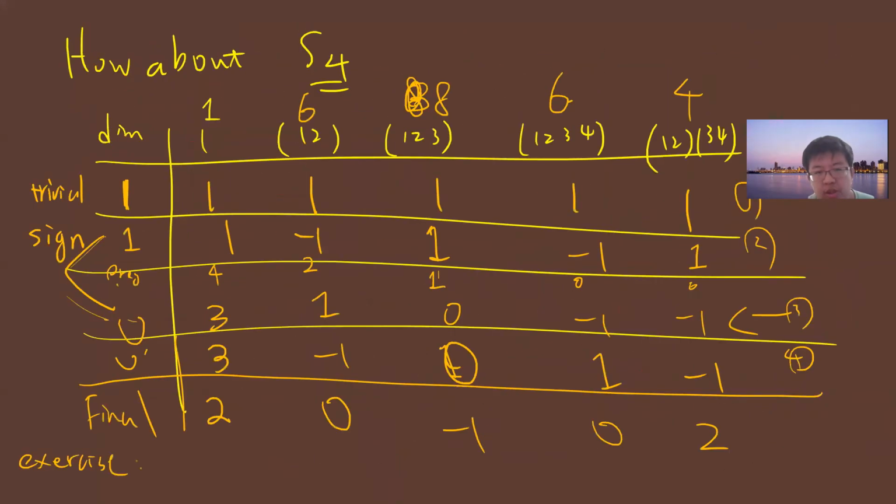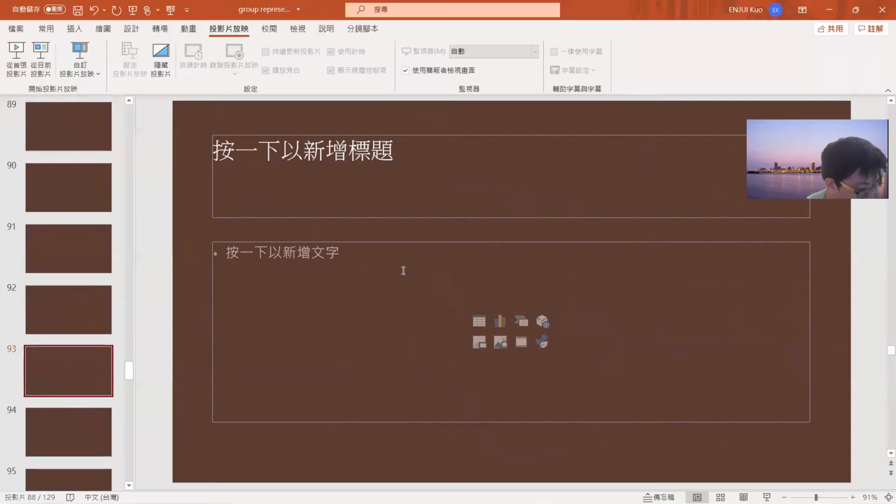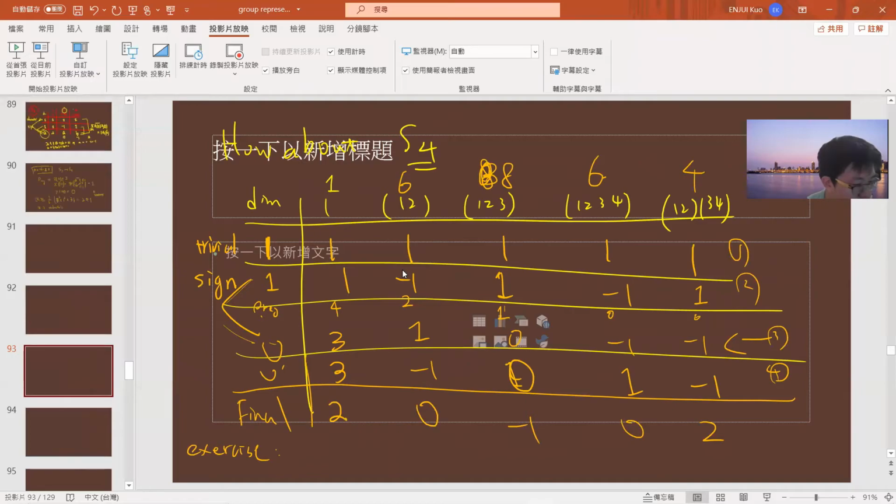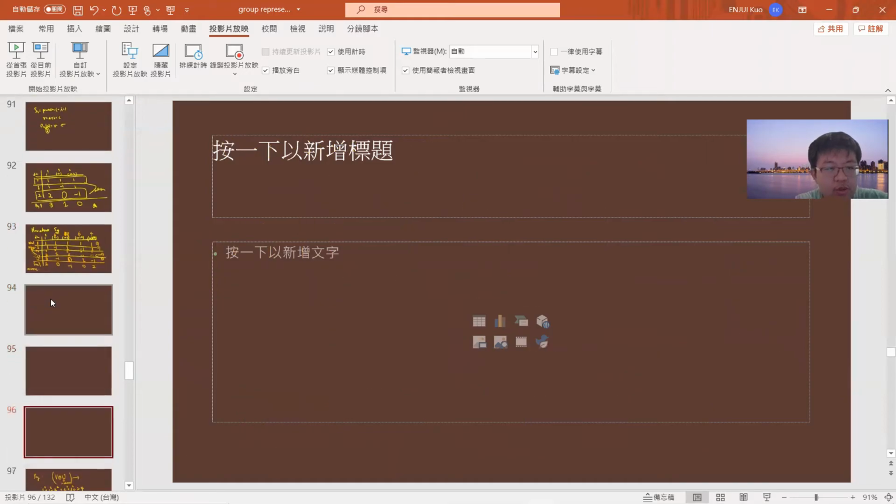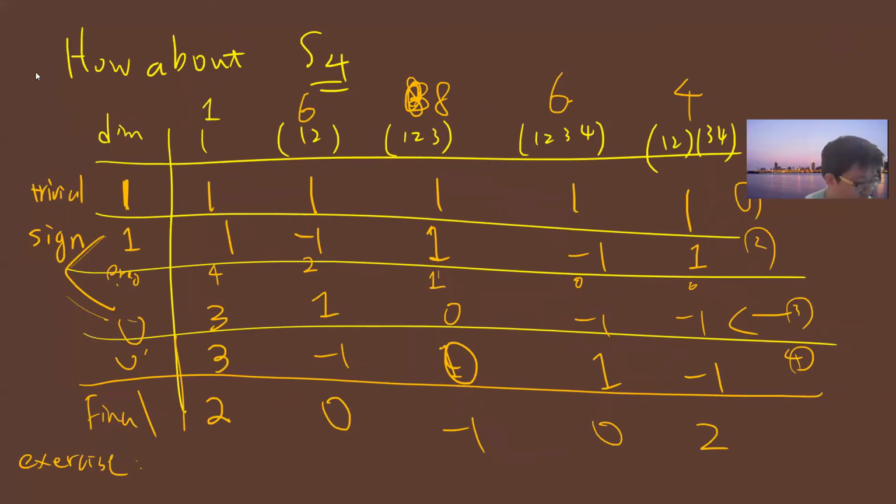Okay, so these are all the S4 and S3. Let me just finish the A4. Let's add a page to get A4. There are many ways to get the irreducible representations of A4.